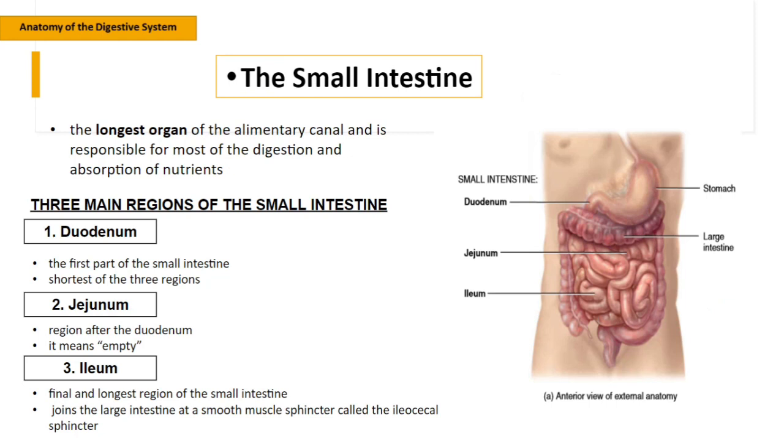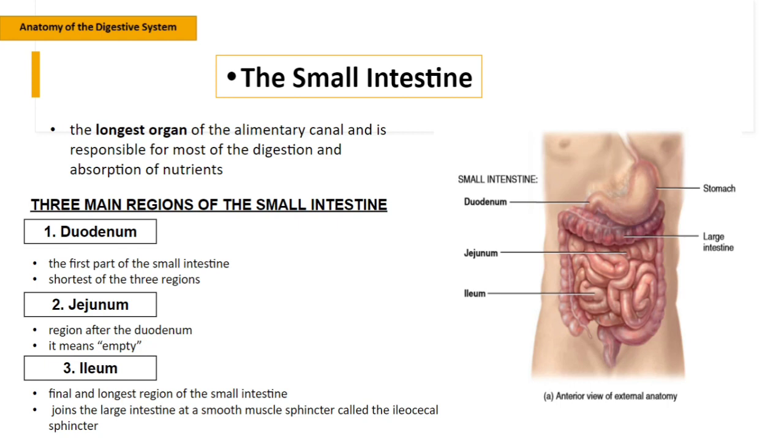Okay, next, the small intestine. The small intestine is the longest organ of the alimentary or the GI tract and is responsible for most of the digestion and absorption of nutrients. There is parang confusion with regards to this. Sometimes kasi we tend to think that inside the stomach lang nangyayari yung digestion process. Okay, but in reality, most of the digestion and absorption of the nutrients does not happen actually inside the stomach. It actually happens inside the small intestine. Okay, so please do take note of that.